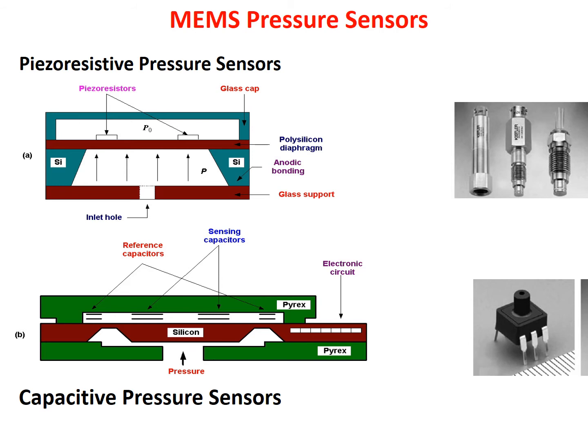As I said in the previous slides, I can go for either a piezo-resistive mechanism or a capacitive mechanism. You can have other mechanisms as well, but here we are focusing on these two types, the resistive and the capacitive. On the left side you can see the schematic diagram for both the piezo-resistive and capacitive type, whereas on the right side you can see the actual pressure sensors. The top ones are some sort of macro scale pressure sensor, whereas the lower one is some sort of IC type pressure sensor.